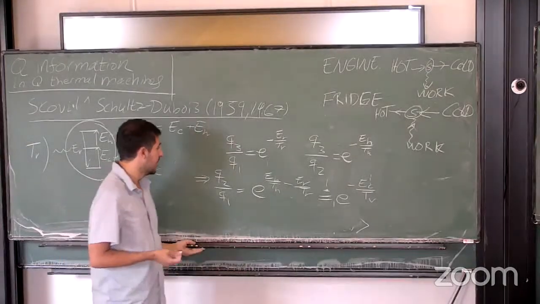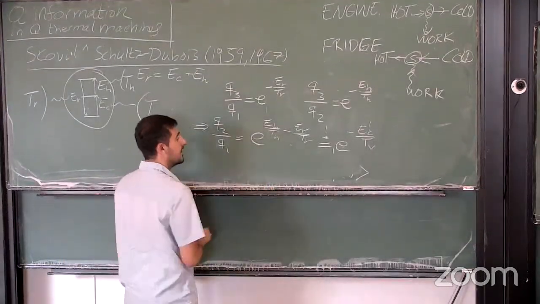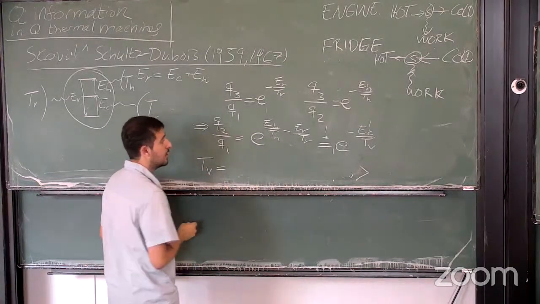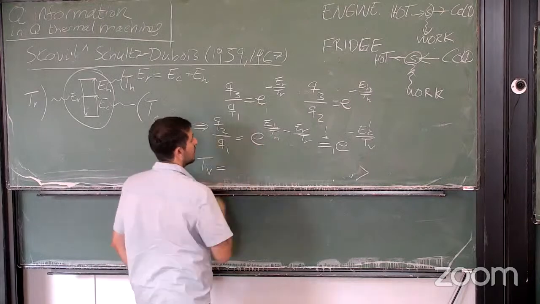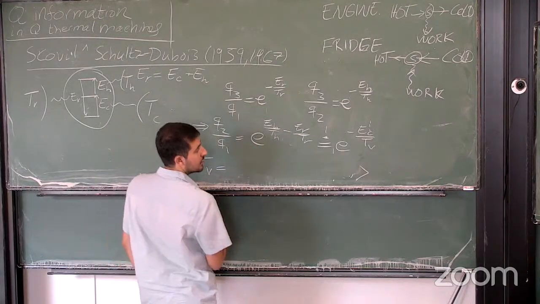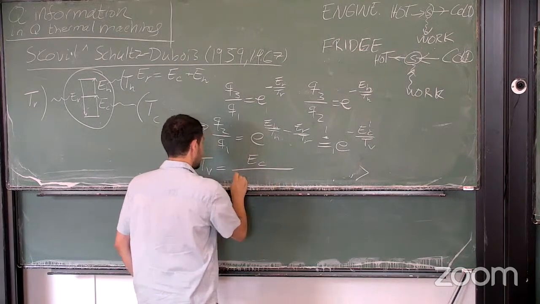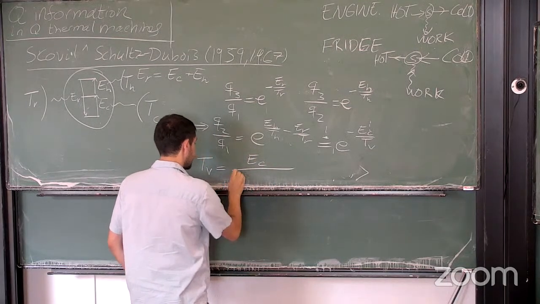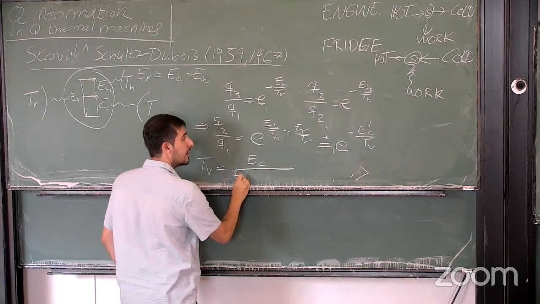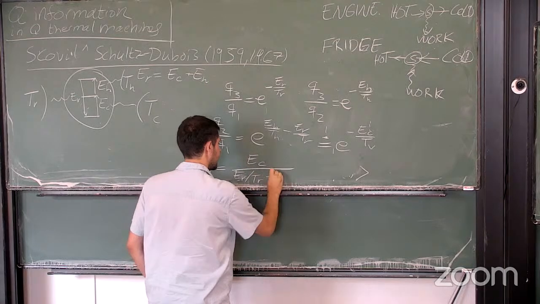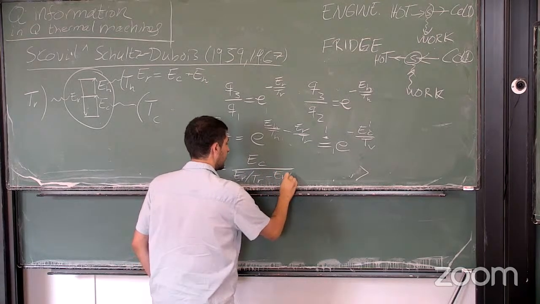And to make an equality here, we need to define our virtual temperature in terms of the hot and room energies and the hot and room temperatures. So to make sense of it, we need EC in the numerator, and then E room over T room minus E hot over T hot.